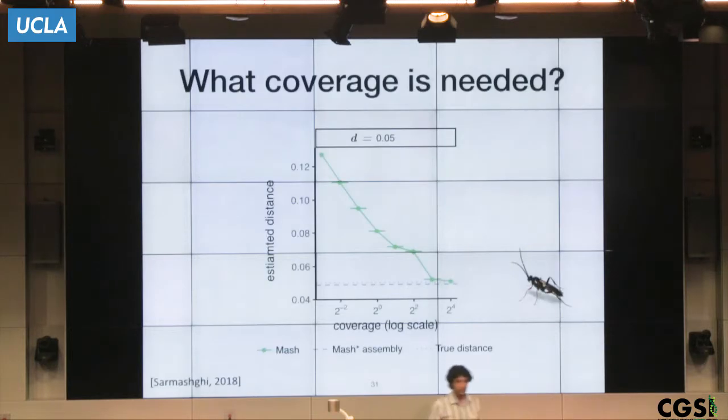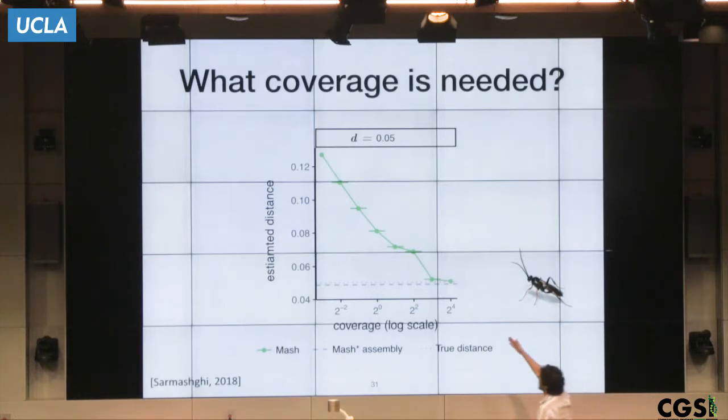Okay, so let's do some simulations. We took some insect genome. We added 5% distance to it by just adding random mutations. And we then skimmed it with coverage that ranged from 1/4x to 16x. Then we computed the distance using the approach I just described. And as the coverage goes up, eventually your distance becomes very accurate. You get a very accurate estimate of the distance.